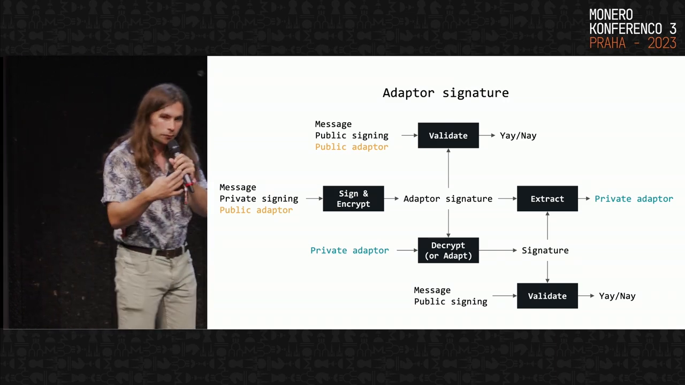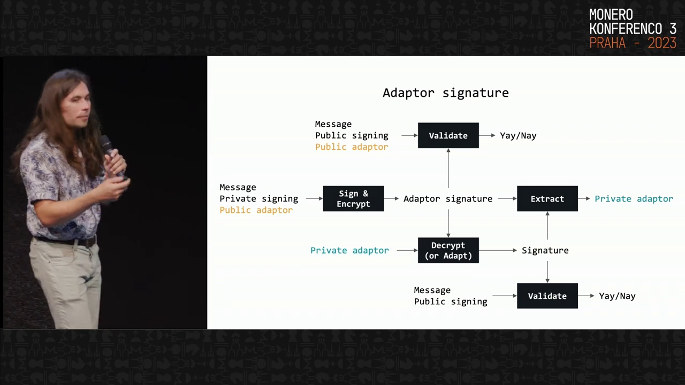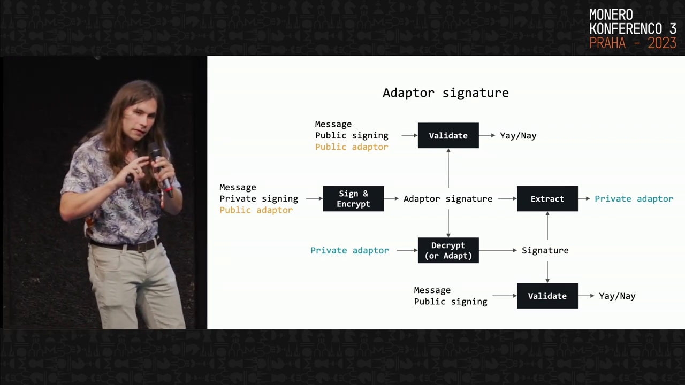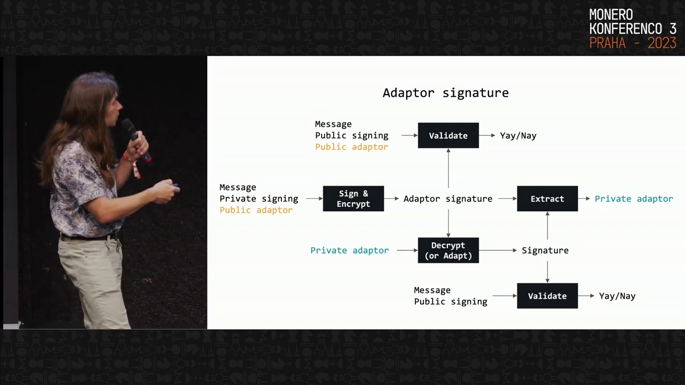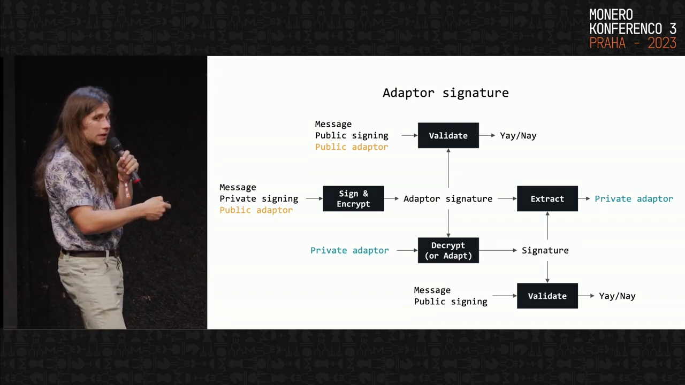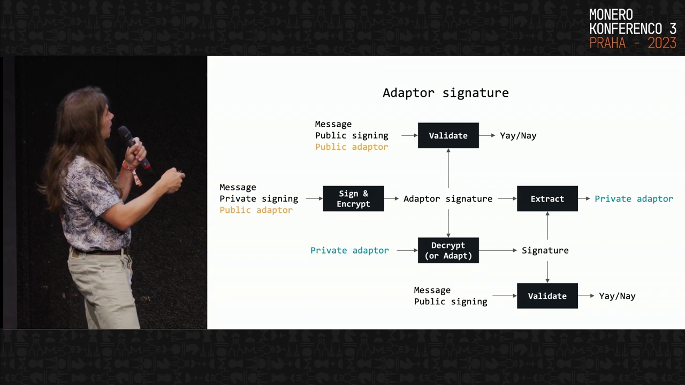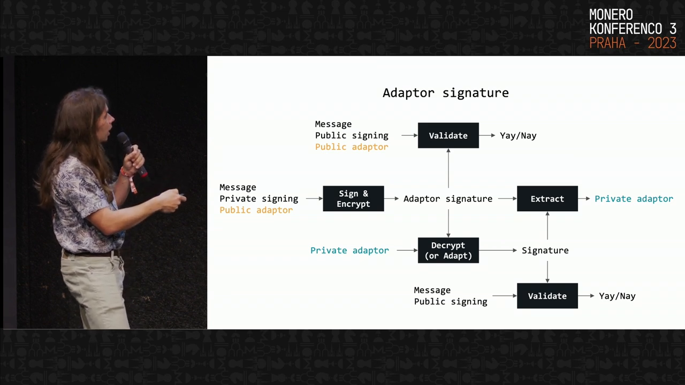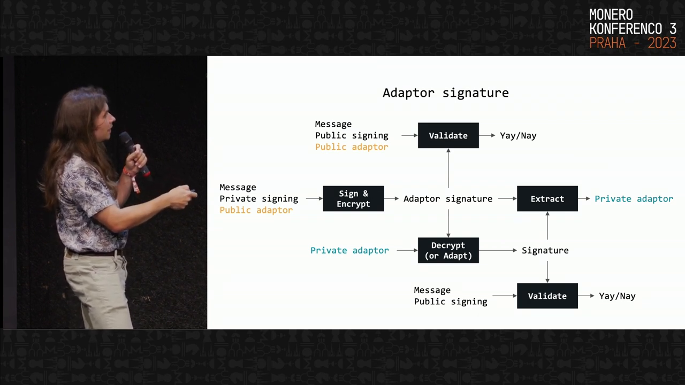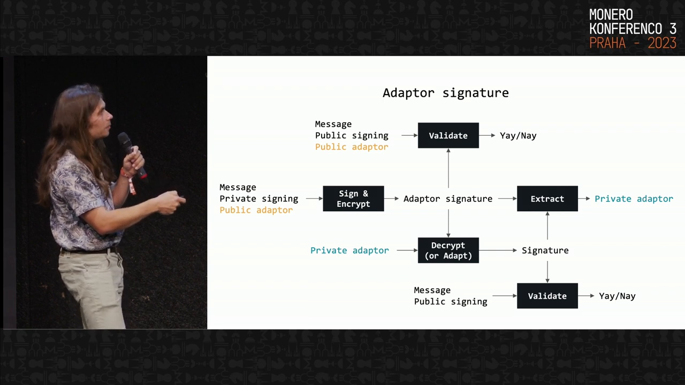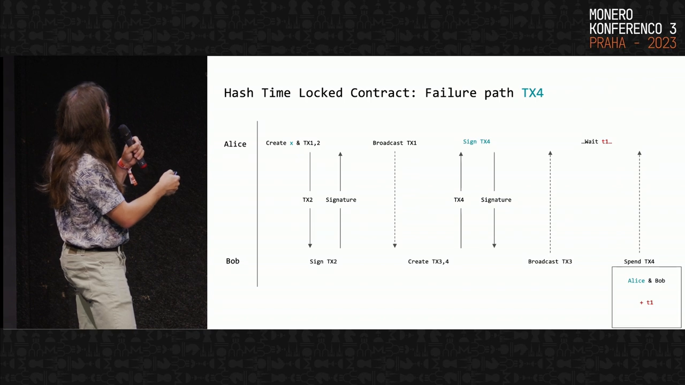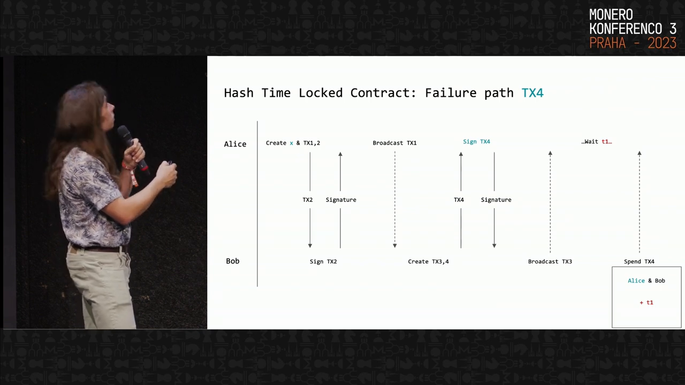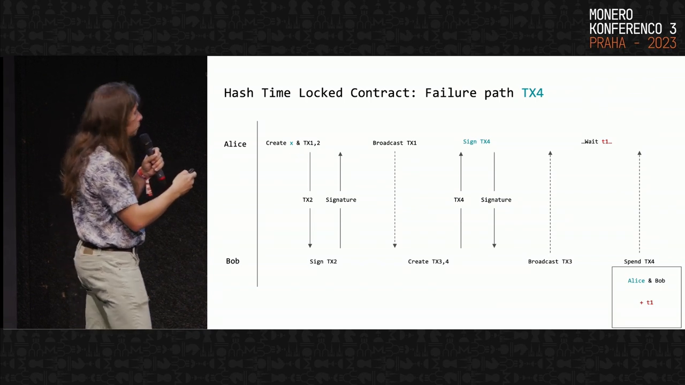So what we'll have is that we'll first share these adapter signatures, and then the other party must use their private adapter to decrypt it and get the real signature. And then once they use the signature on-chain, the other side, since they then both know the adapter signature and the signature, can from that extract this private adapter. So this private adapter here will fill the same role as the X that we created here. That's why I'm using the same color for them.